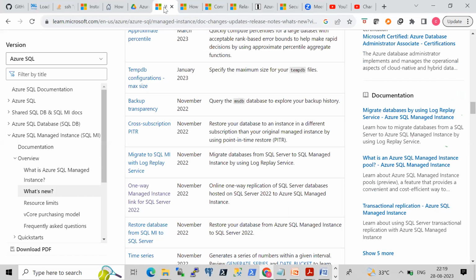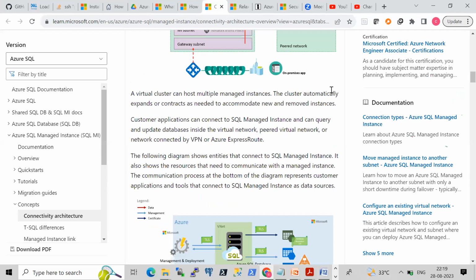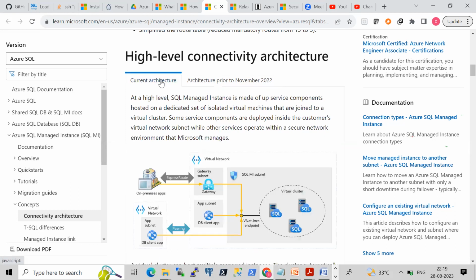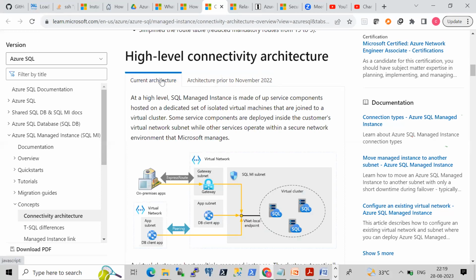Coming back to MI, let's go to the architecture for a second. This is the architecture prior to November 2022, and this is the current architecture. Something happened in November 2022, and there are some changes from then. Remember this very, very important point. Even the architecture itself got changed. This is the current architecture, and this is the previous architecture.